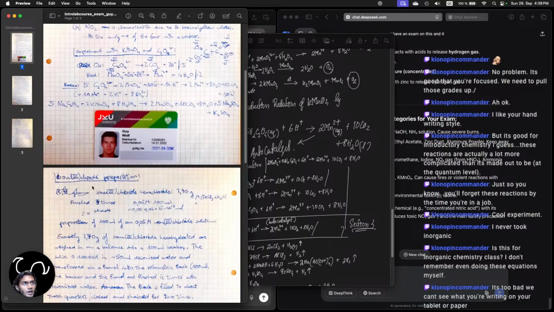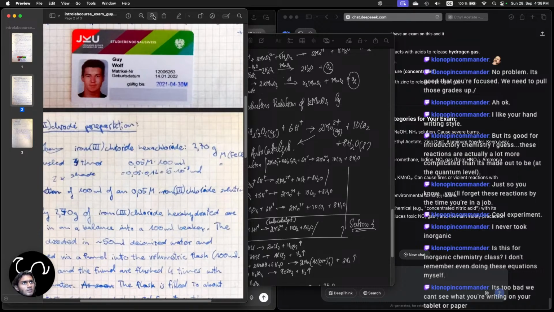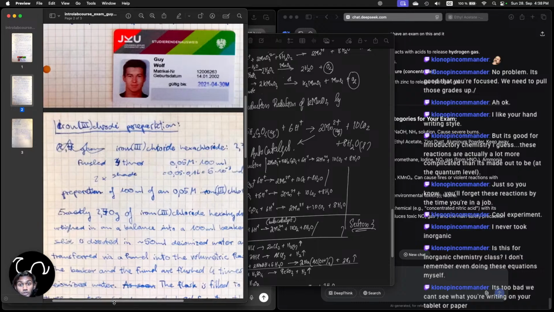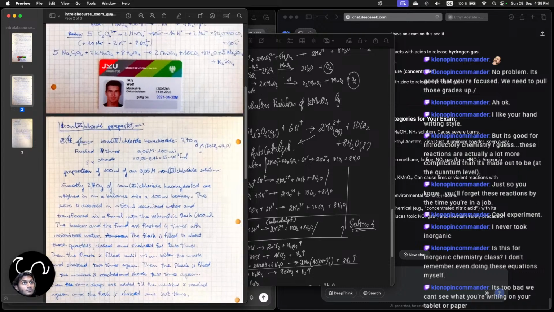now what's next? Iron 2 chloride? Yeah. Iron chloride preparation. Hexachloride. Math! There's math! Oh, I forgot the math section.